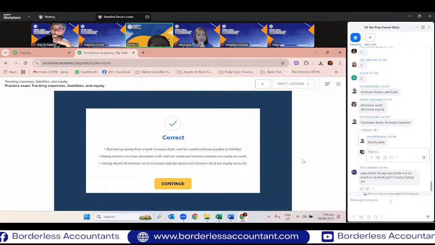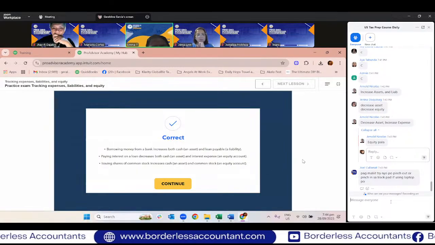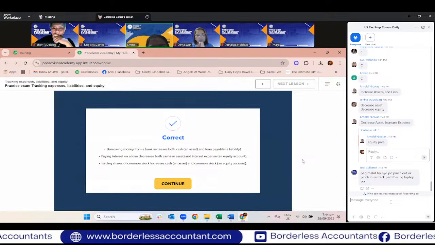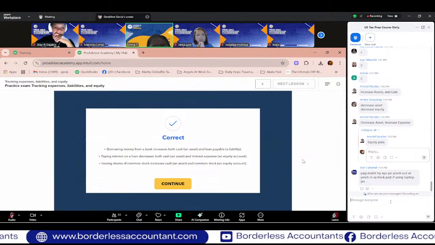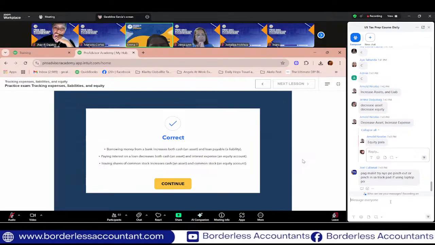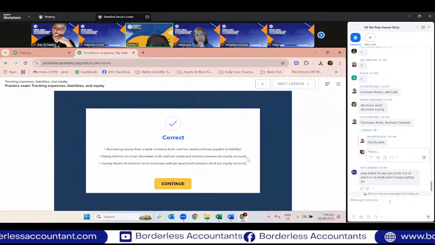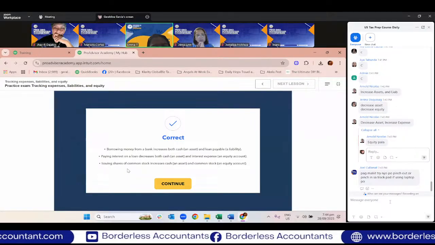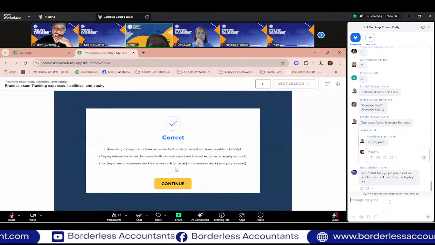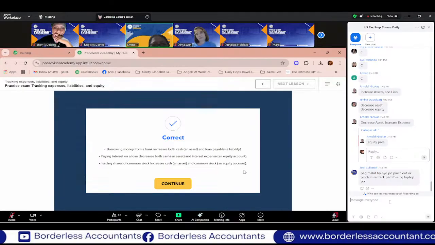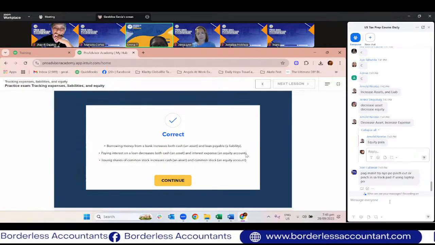Correct. Borrowing money from a bank increases both cash, an asset, and loans payable, a liability. Paying interest on a loan decreases both cash, an asset, and interest expense, an equity account. Issuing shares of common stock increases cash, an asset, and common stock, an equity account. So let's continue.